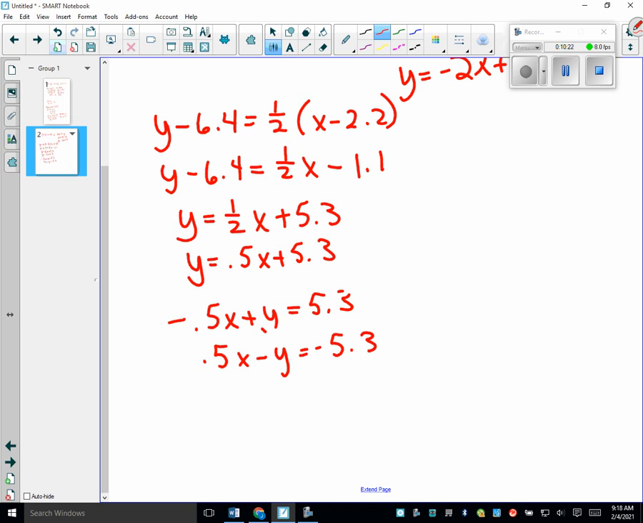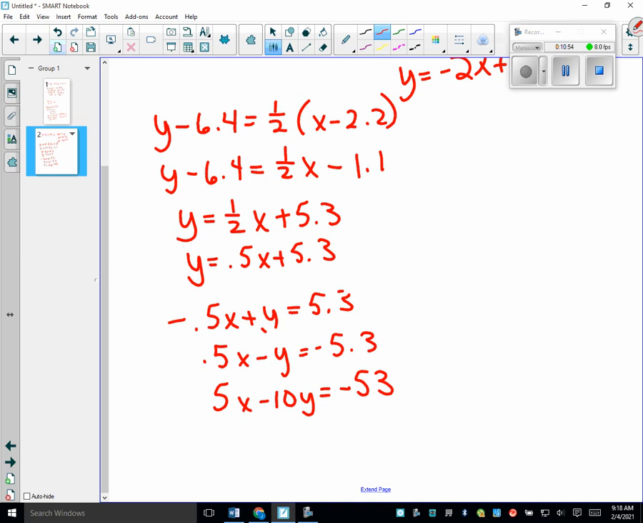Oh. Yeah, makes sense now. If I multiply the whole thing by 10, that can work. If I multiply the whole thing by 10, will that get rid of my fractions or my decimals? So 5x minus 10y equals -53. Would you agree with that? Yes. Decimals and fractions are the same thing.